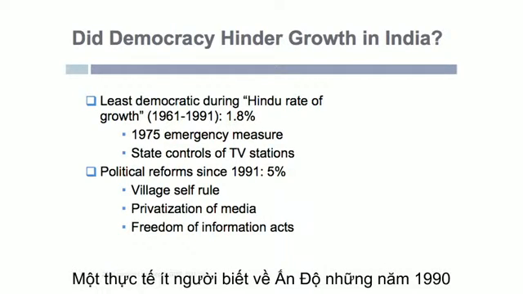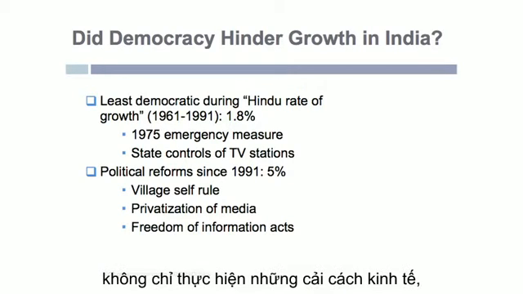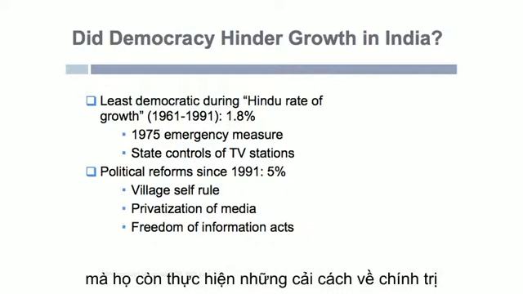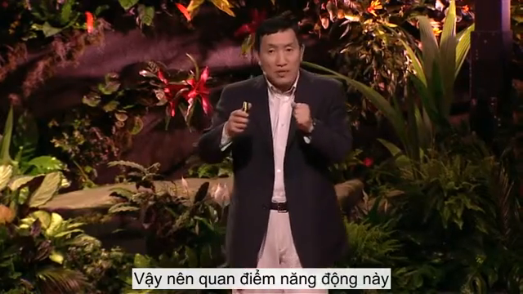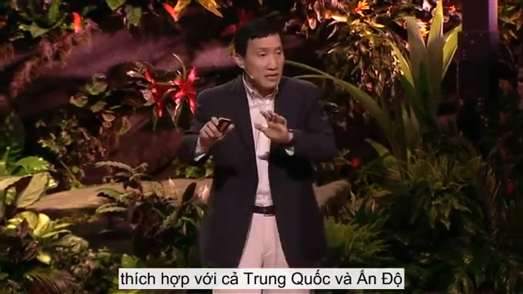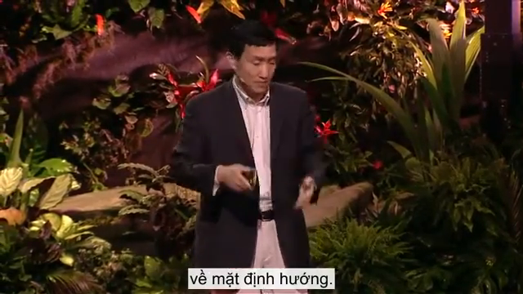A little-known fact about India in the 1990s is that the country not only has undertaken economic reforms, the country has also undertaken political reforms by introducing village self-rule, privatization of media, and introducing Freedom of Information Acts. So the dynamic perspective fits both with China and India in terms of the direction.